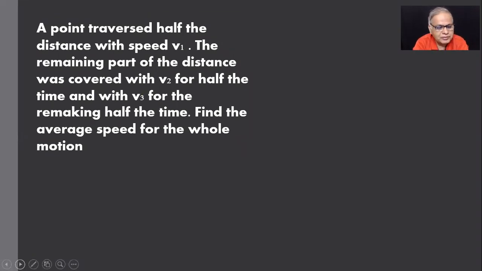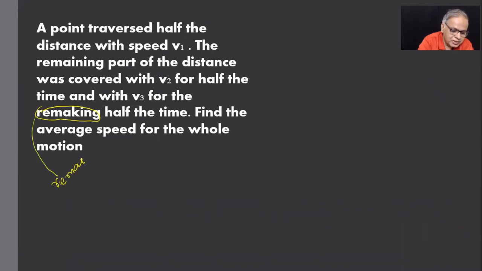Pranav, read the question. A point traversed half of the distance with speed v1. The remaining part of the distance was covered with v2 for half of the time and with v3 for the remaining half of the time. Find the average speed for the whole motion. This is a print mistake, children. The spell check corrects it like that. Auto correct keeps changing things funnily. This is "remaining", but a little slow, Pranav.